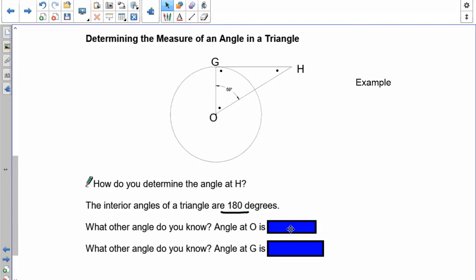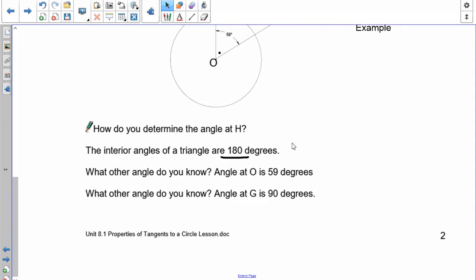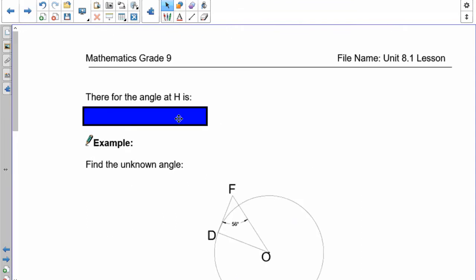So we know that O is 59 degrees as given, and we know that angle G is 90 degrees. So what is angle H? Well, angle H will be 180 degrees, take away the 59 and the 90, to give you 31 degrees.